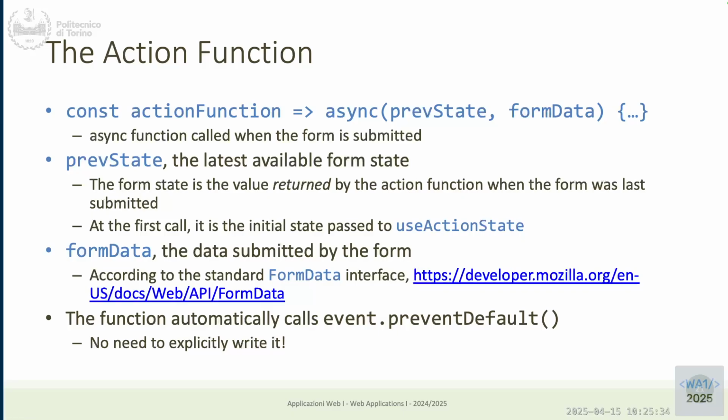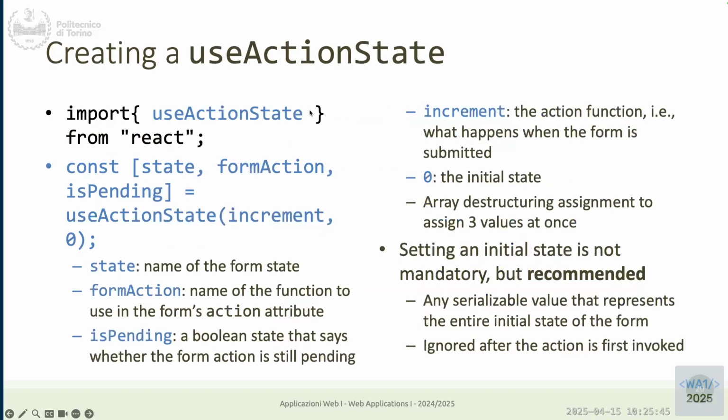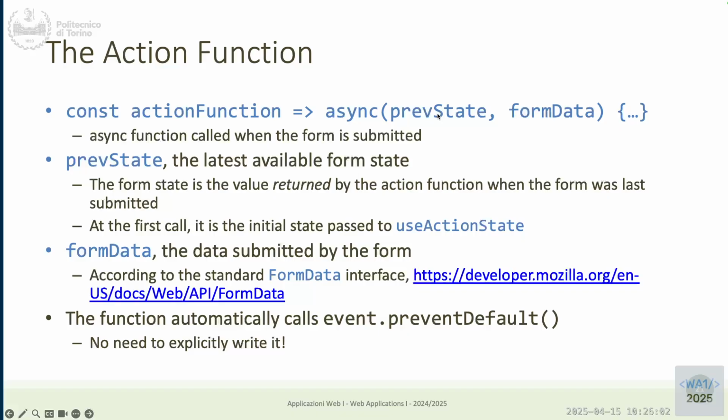So actually, the previous state is just a memory from myself. This argument, previous state, has a very simple life. First it is set to the second argument of the hook, so the initial state. The hook itself has a first argument as the callback function, and the second is the initial value. So this previous state is set initially to the initial value, to the default value. And then every time this function is called, this previous state is set to the return value of the previous call of this function.